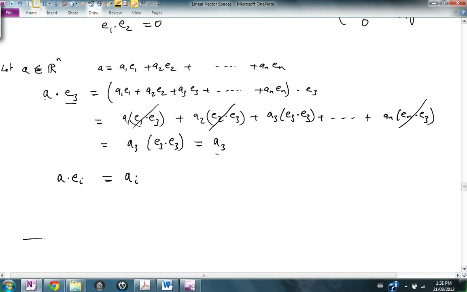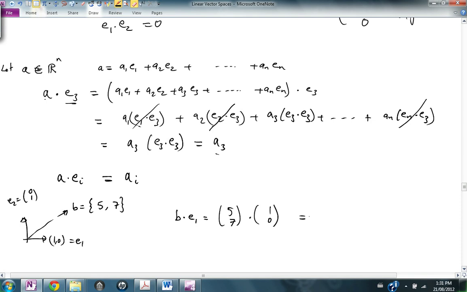Very simple example. 1, 0 equals E1. E2 equals 0, 1. Vector B is equal to 5, 7, for example. B dot E1 is equal to 5, 7 dot 1, 0, which will be equal to 5. B dot E2 will be equal to 7.